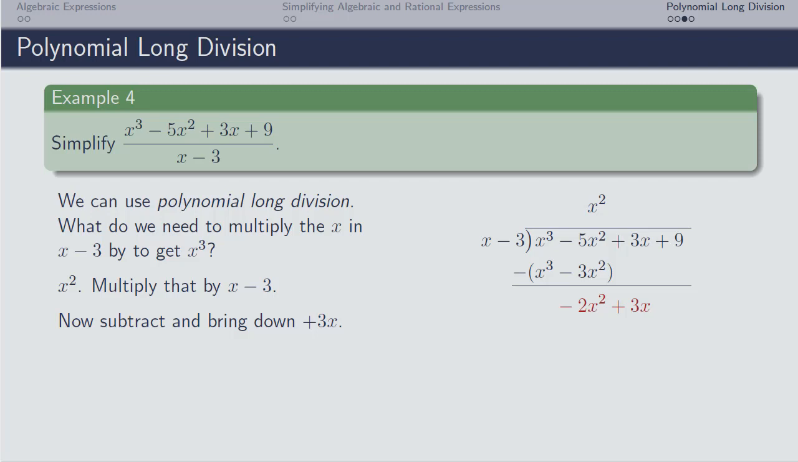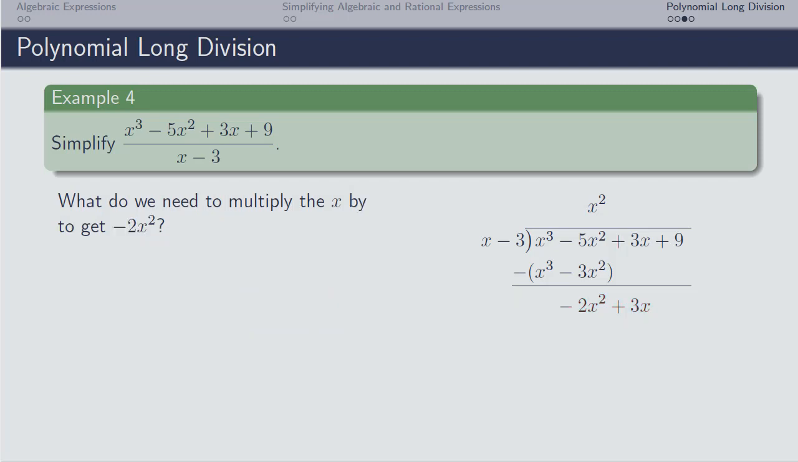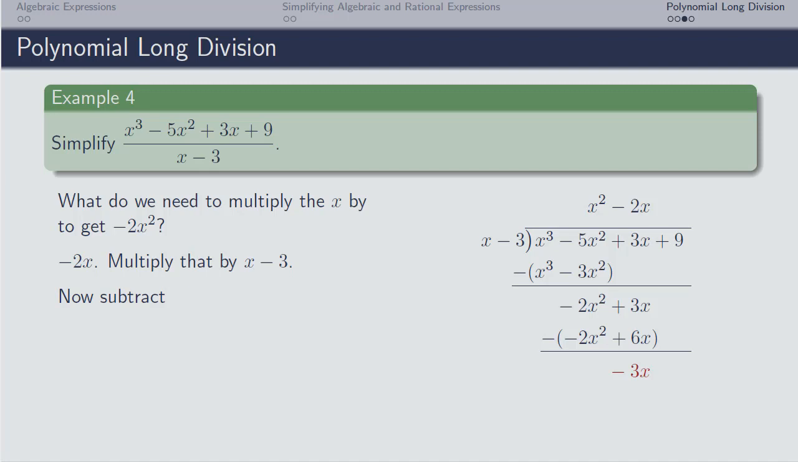And then I need to now figure out what do I multiply x by to get minus 2x squared? Well, that's going to be minus 2x. Right, so that's the next term in this factor. And then I multiply again here, right? So we got minus 2x times x minus 3. That's minus 2x squared plus 6x. And then I'm going to subtract. Again, the minus 2x squareds cancel because I built them to, and then 3x minus 6x is minus 3x.